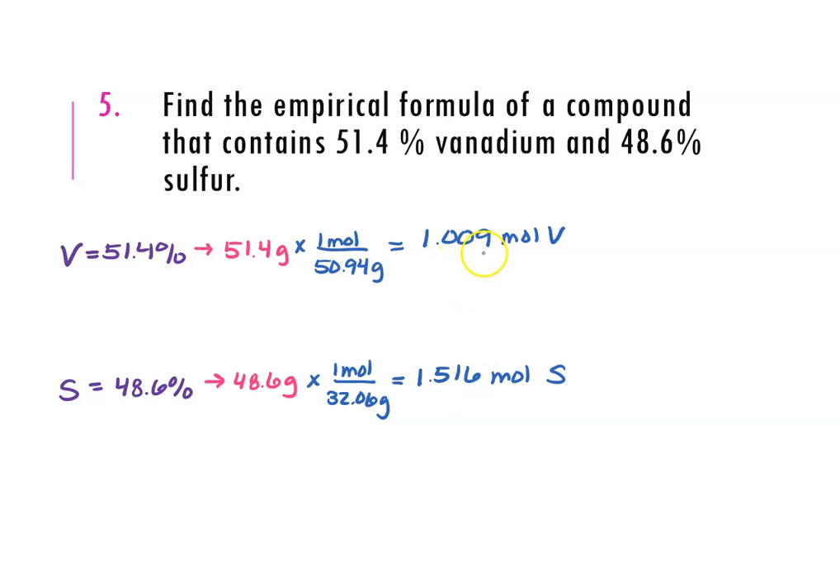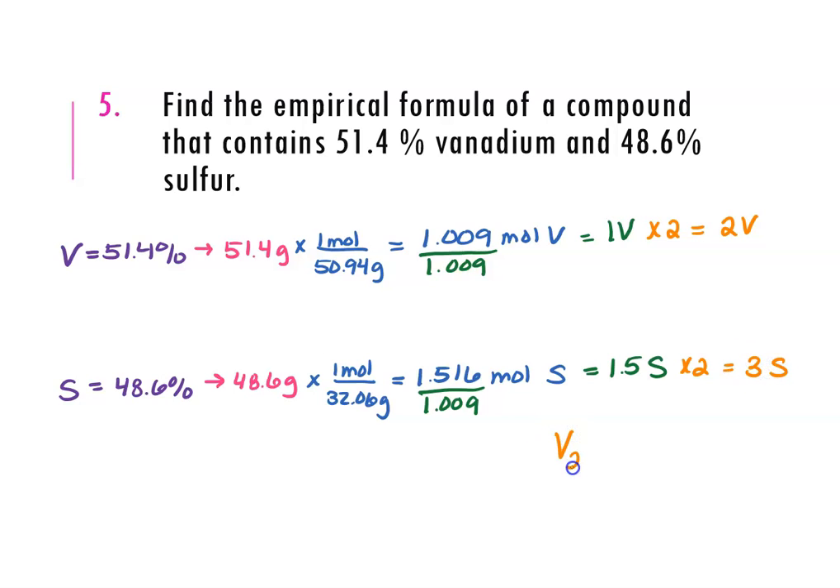So I divide by the smaller one, which is 1.009, and I get 1 V and 1.5 S. So 0.5 means that I multiply by 2, so I get 2 V's, 2 times 1.5 is 3, so I get 3 S's. So I get V2S3. Excellent. All right, let's do one more.